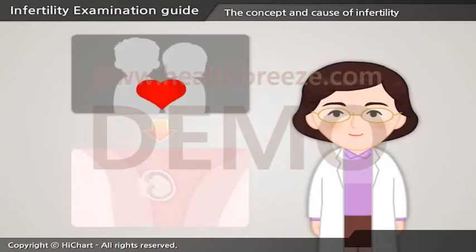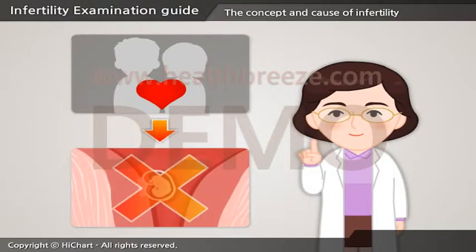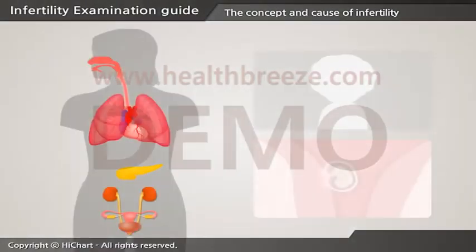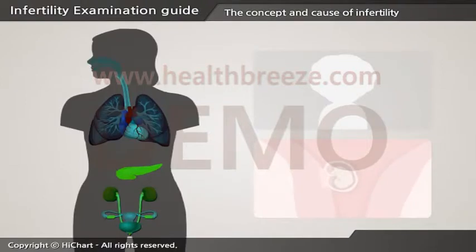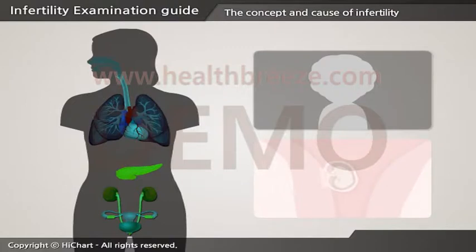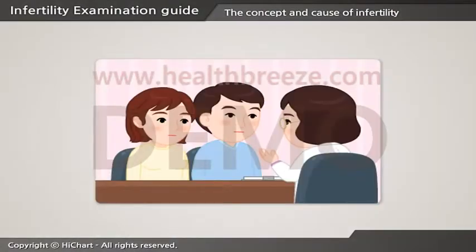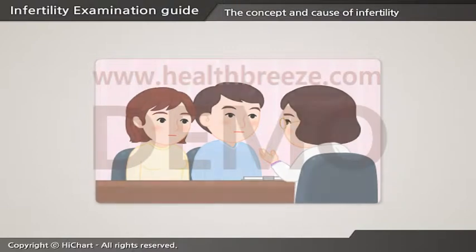The concept and cause of infertility. Infertility is the case in which a couple cannot conceive a child when the couple has had a normal married life over a year without contraception. The possibility of pregnancy decreases as a couple ages, and when a person has suffered a disease in the past, the possibility of infertility increases. Women over 30 who could not conceive a child over 6 months should consult an infertility specialist for close examination and receive treatment.